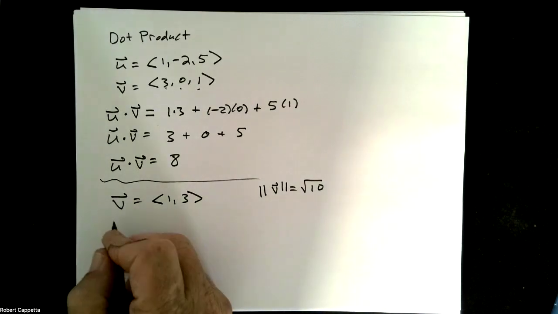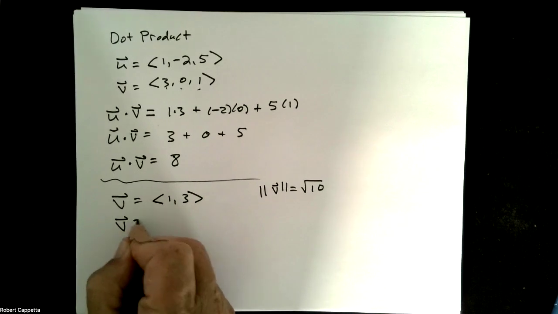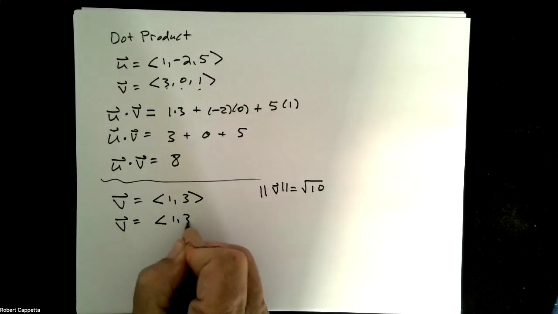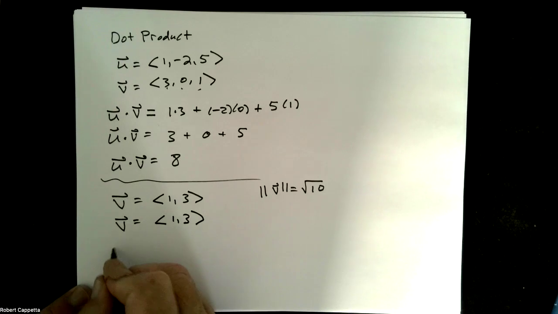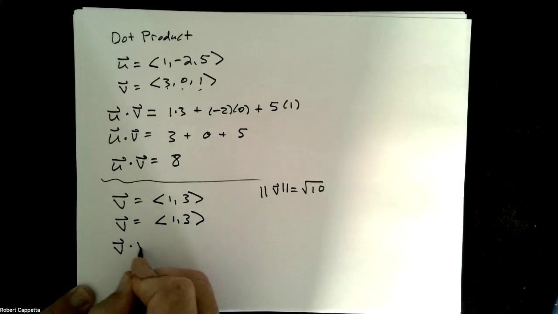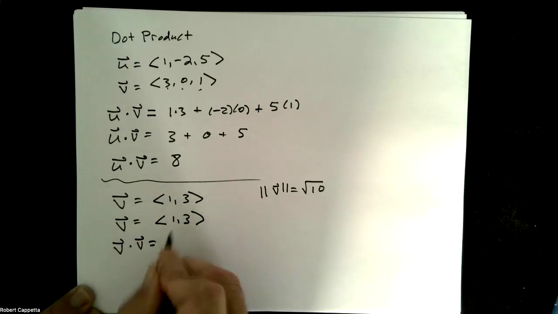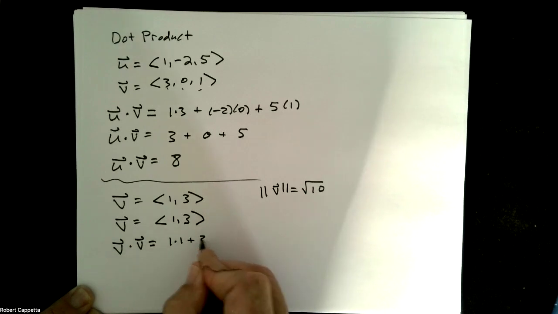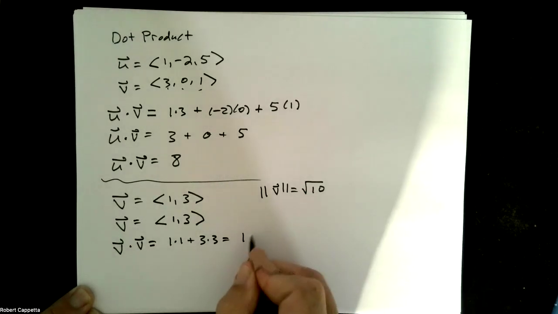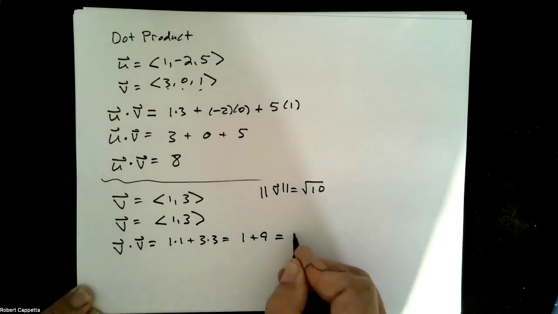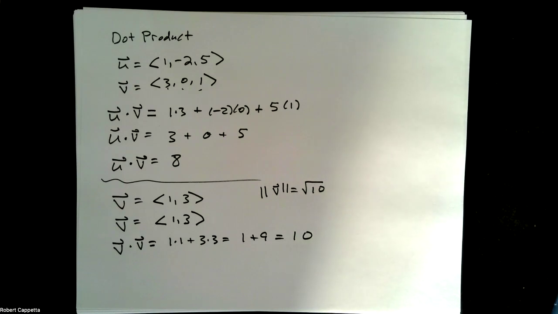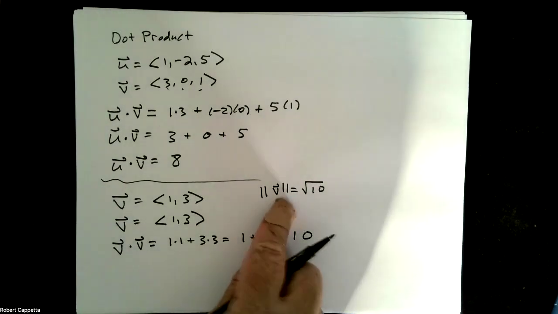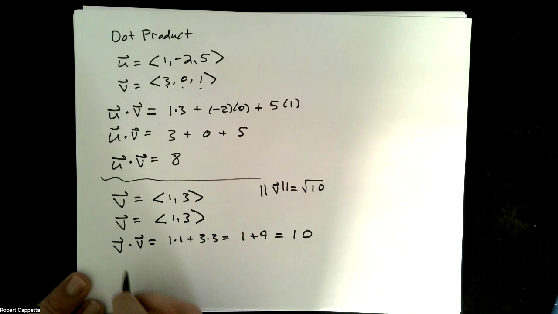Well, the way we connect those is we take the dot product of v with itself. So v is 1 comma 3, v is 1 comma 3. Remember, change in x, change in y. So what is v dot v? 1 times 1 plus 3 times 3, which is 1 plus 9, which is 10. So you will notice then that v dot v is the length of v squared, and this is going to be a big fact for us.